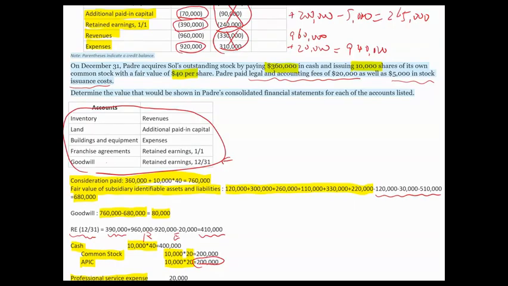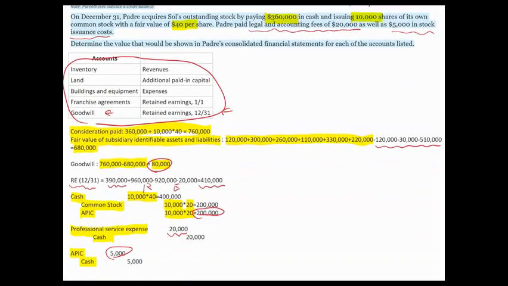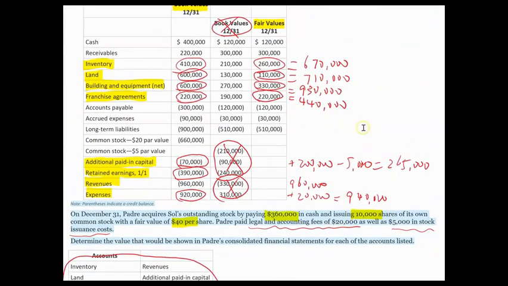One more thing is this goodwill. I calculated goodwill in a prior video. So goodwill is 80,000. That's calculated already. All right, so that will be the solution for this question. That's all the balances we just calculated here.